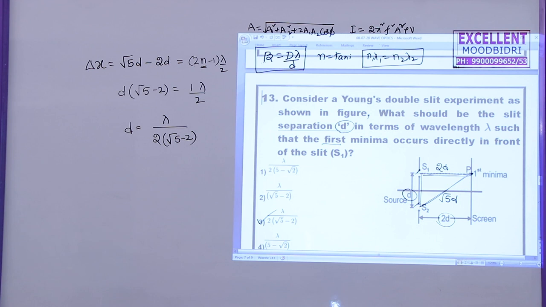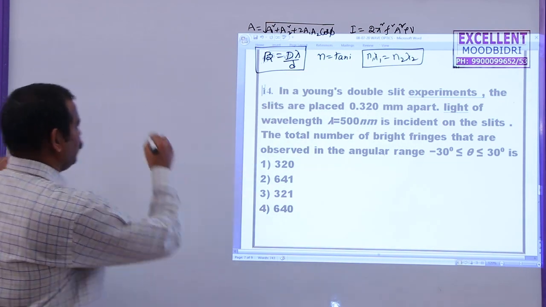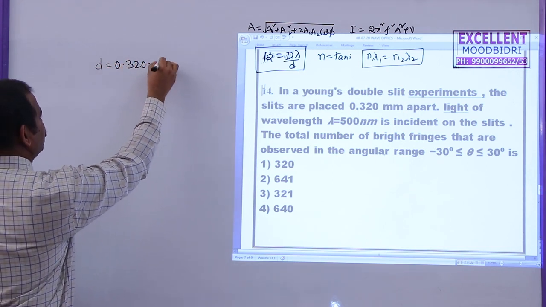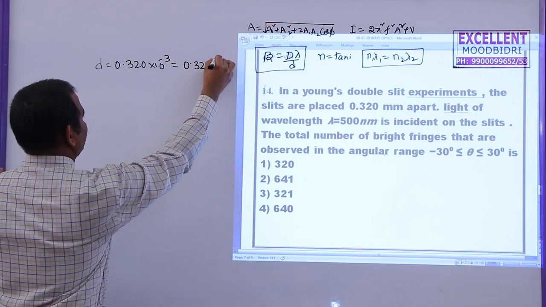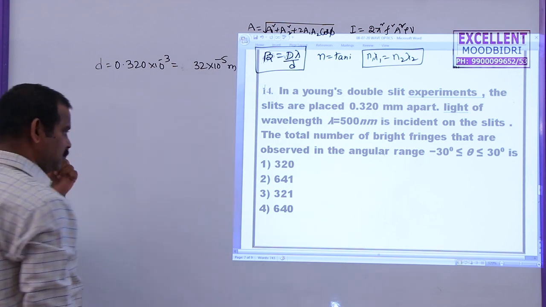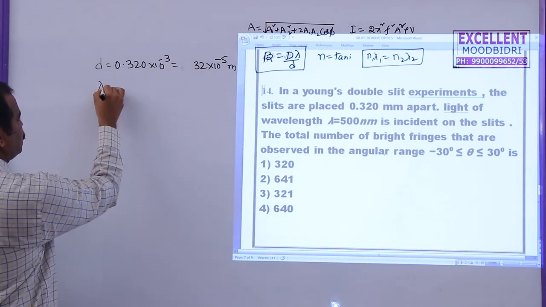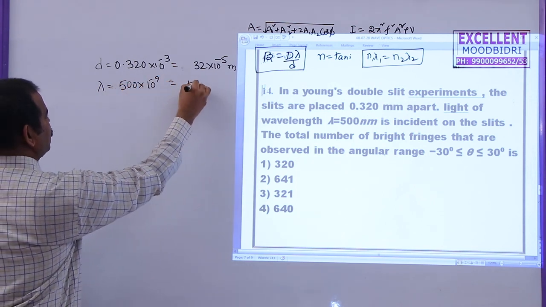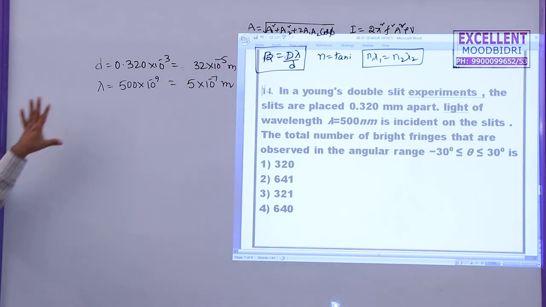Option 3 is correct. In YDSE, the slits are placed at small d equal to 0.32 into 10 power minus 3. So 0.32 into 10 power minus 3 can be written as 32 into 10 power minus 5 meters. Now, the wavelength in this case is given as 500 nanometers, 500 into 10 power minus 9, or 5 into 10 power minus 7 meters. So this is the data.